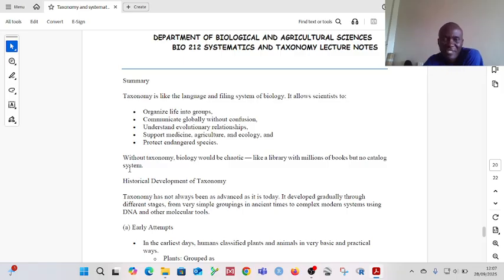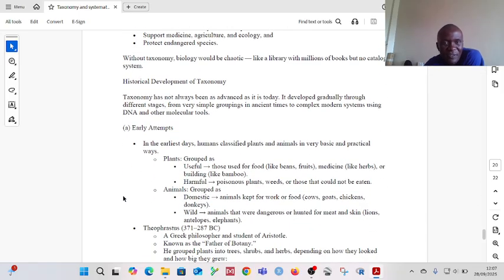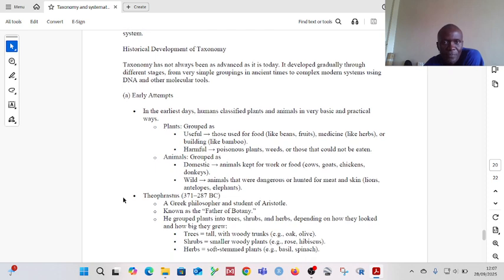But how has this taxonomy developed historically? Okay? So currently, taxonomy seems to be very advanced as of today, but that has not been the case ever since. Taxonomy has developed gradually through different stages. We had very simple groupings during the ancient times, but currently on the strength of DNA and other molecular tools, we've developed very complex modern systems.